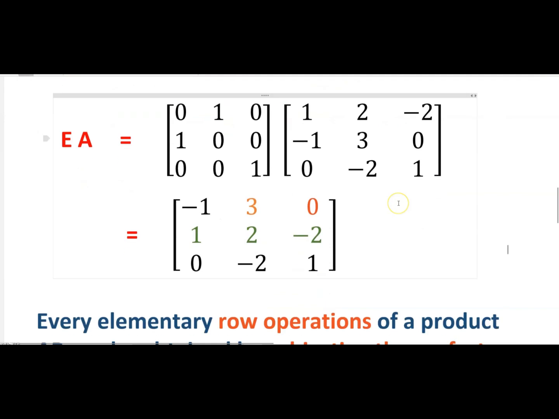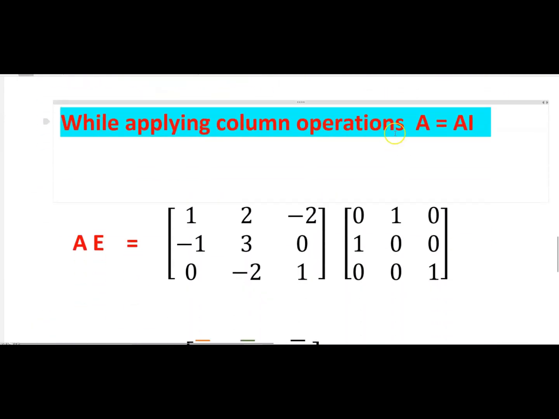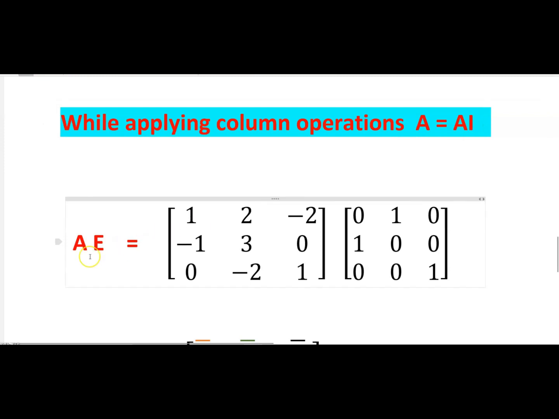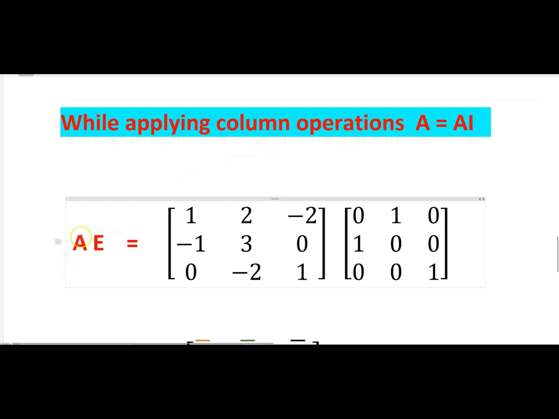Similarly, if we are talking about the column operations, we will write it in the form of A is equal to AI, right? Same as this, by interchanging the rows, we have the other matrix, that is E. Now I am multiplying it as AE. In the row operations, I multiplied EA, but now in the column operations, I will multiply it as AE.